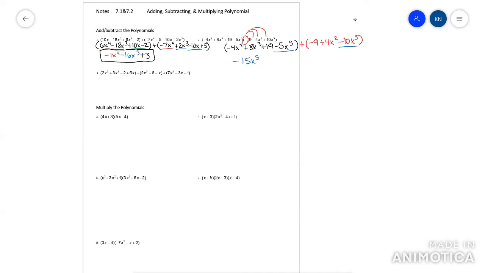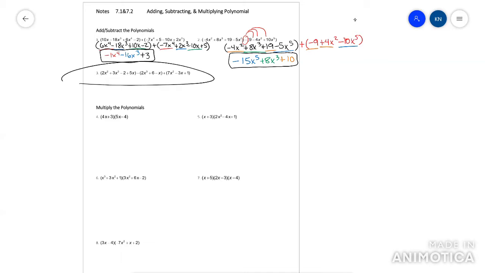I've got just this plus 8x cubed. There's no other x cubed here, so I have nothing to combine it with. So plus 8x cubed. And then I've got my minus 4x squared plus 4x squared. That cancels. And then I have plus 19 minus 9. That's plus 10. And that would be my answer. Now that distribution move is optional as well. If you can just look at it and realize what it's going to be, then do that. But I like to distribute that minus sign.